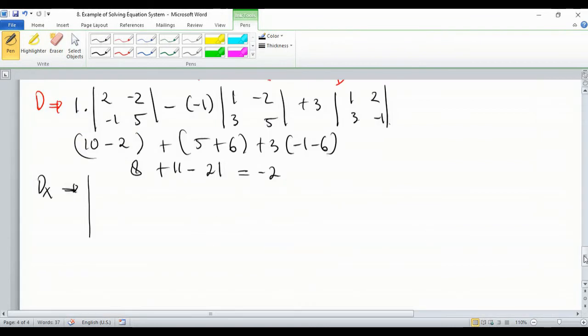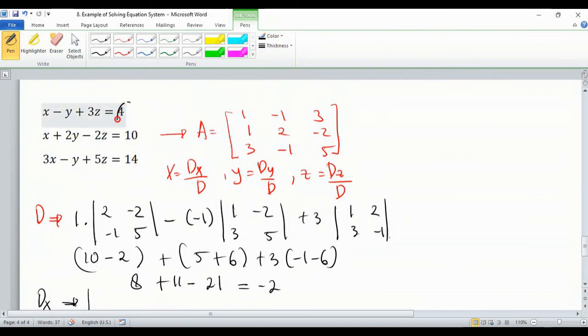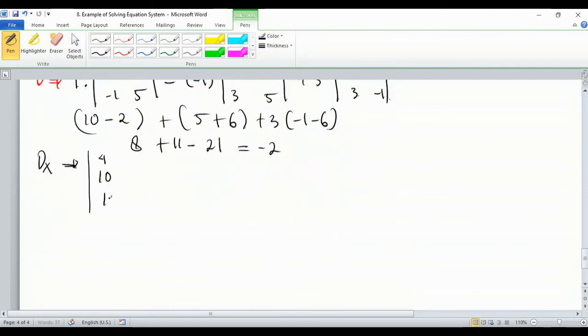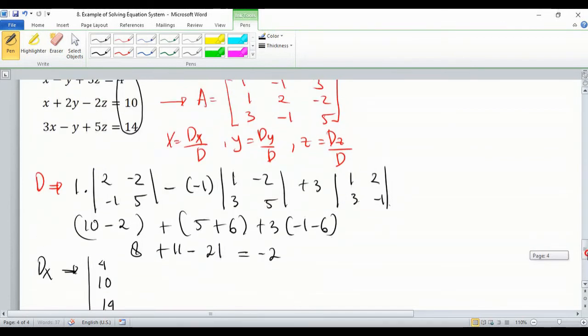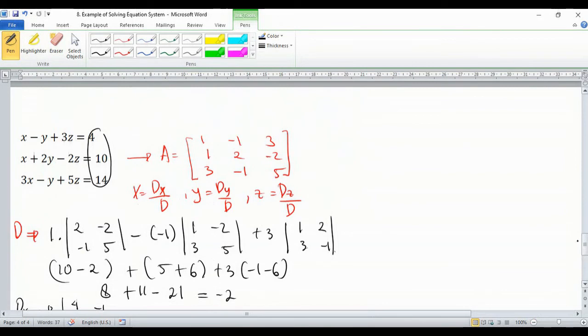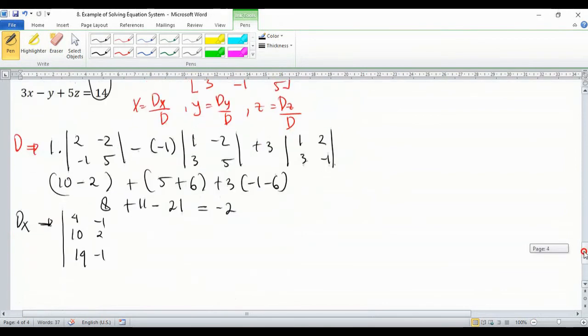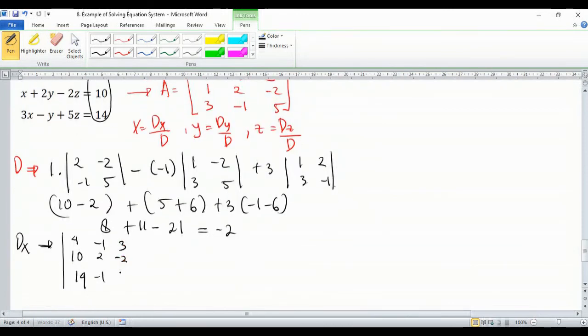So from here, we want to replace the first column, the x column, with the answer column, because we are taking x. So this one is 4, and then 10, and then 14. After that, -1, -1, and then 3, -2, 5. Let me make this one smaller first.